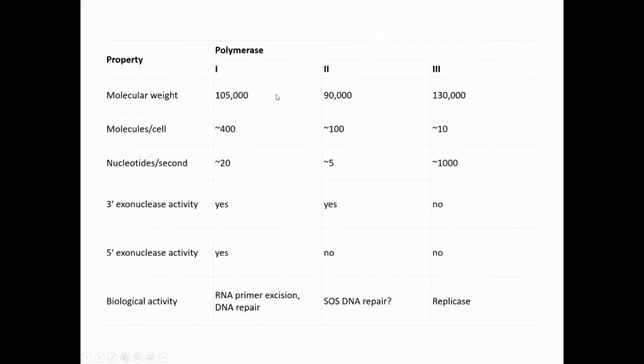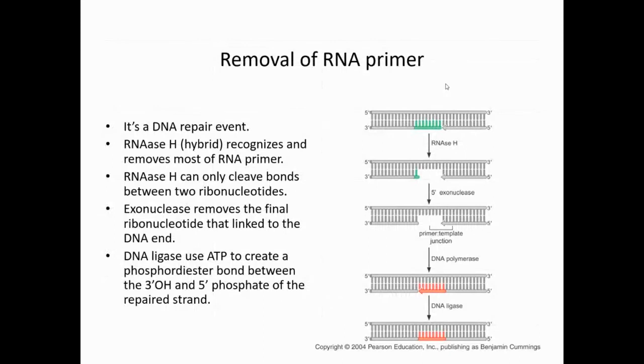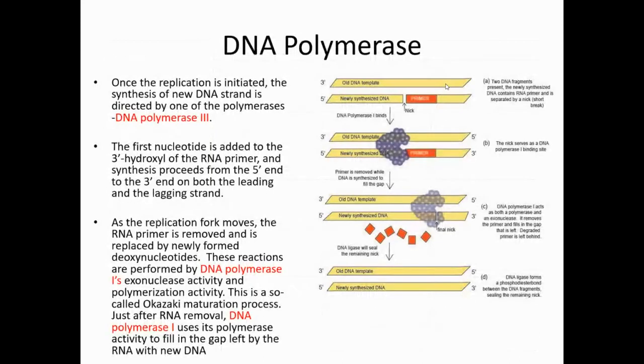Just a quick question to follow up. So there are 2 active polymerase 3s, one on the lagging strand and one on the leading strand, simultaneously? Yes, simultaneously. Okay, thank you.